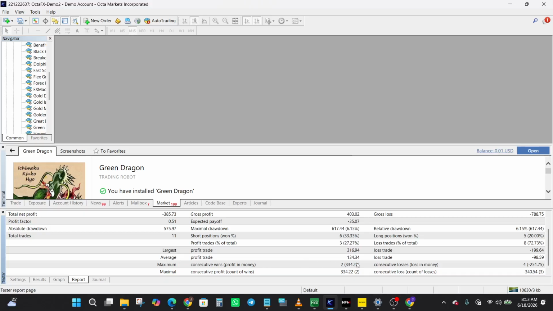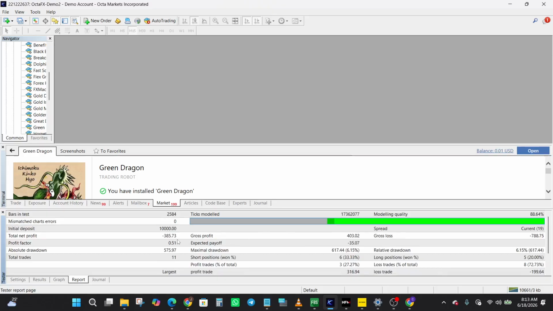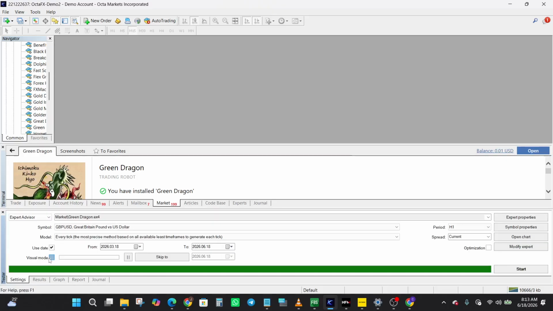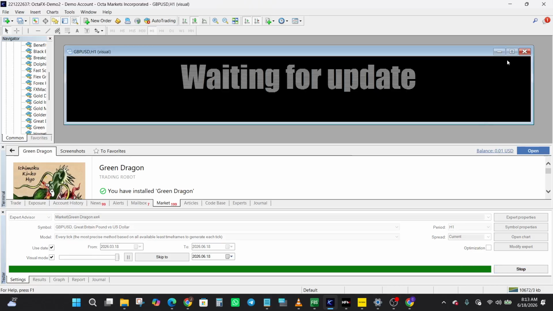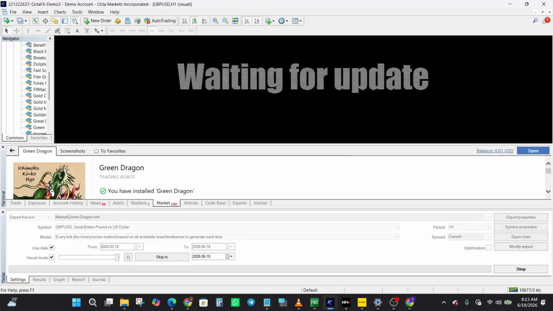Average profit 134.34. Average loss 98.59. So this shows me that the average risk to reward ratio is kind of fair, not really very good enough, and the win rate is very low. So when you put these two side by side, it's not surprising to see a negative net profit. But then let's quickly turn on the visuals and let's see this EA in action just in a moment.